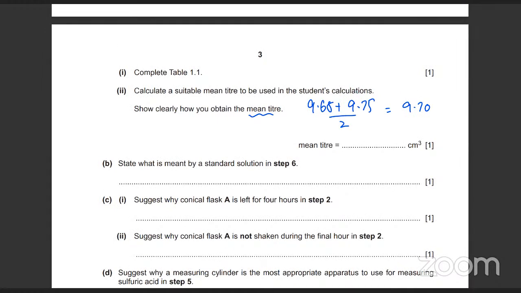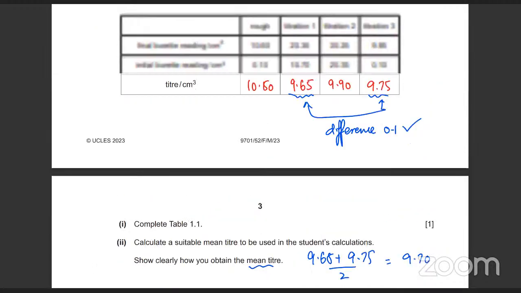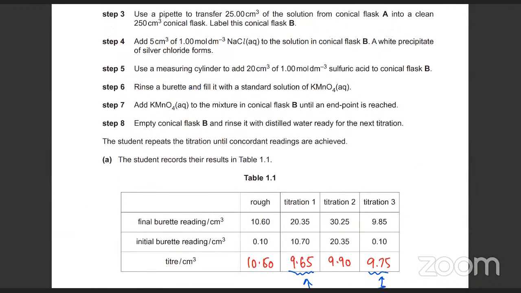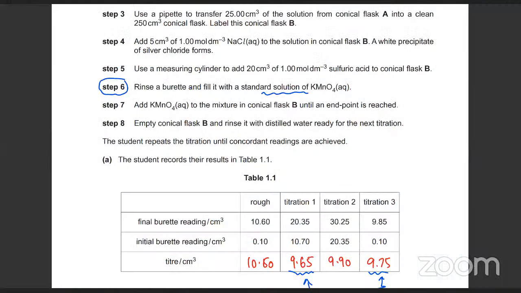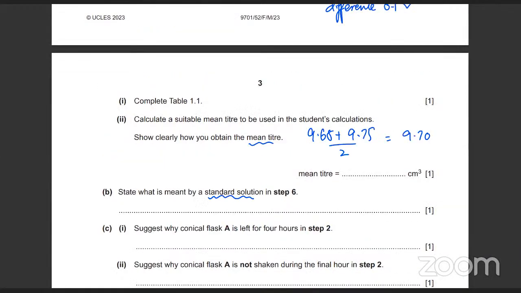So what is meant by a standard solution in step 6? Probably he's not asking for any calculations after this. A standard solution is a solution with a known concentration. Remember, in titration you always have an unknown concentration, like the Fe2+ over here, which is unknown, right? And you always titrate it with a known concentration. So that's your standard solution, the solution with the predetermined known concentration.